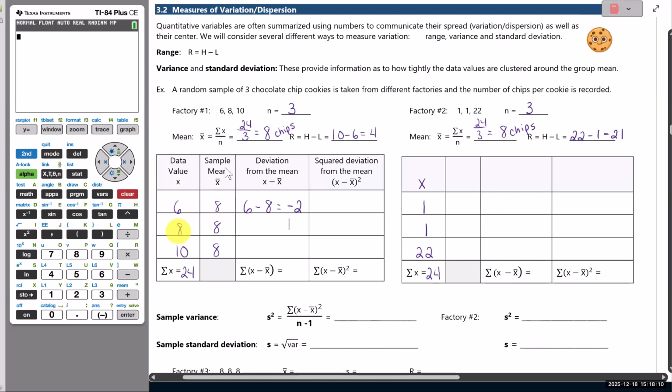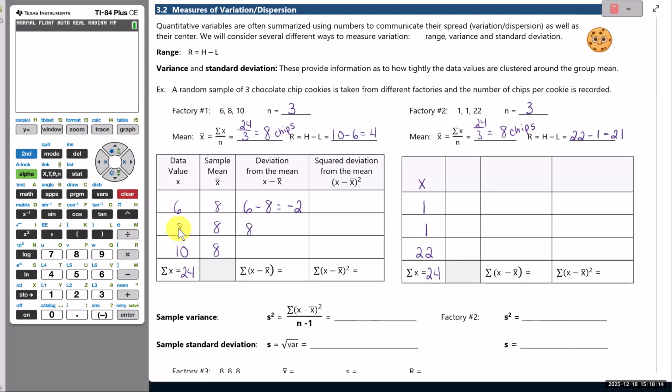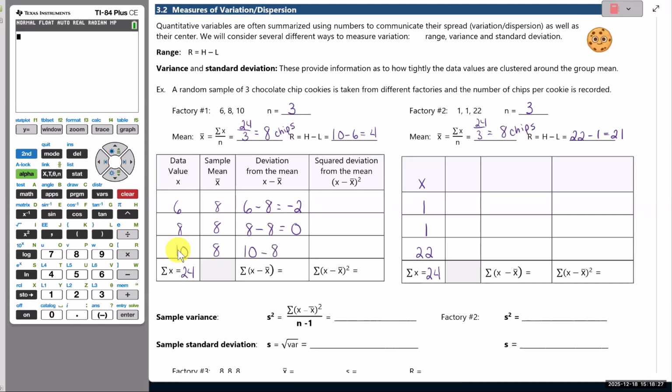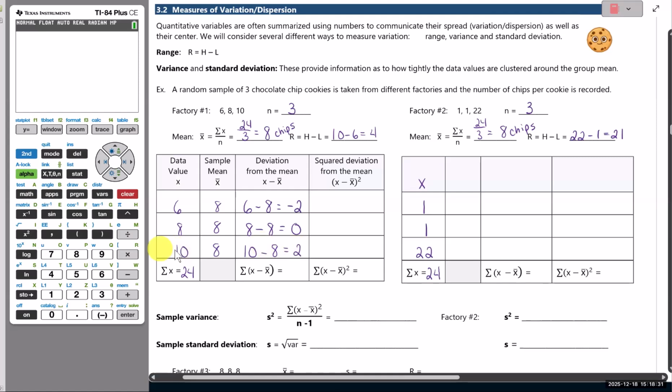All right, so what if you pick up this cookie with 8 chocolate chips? Well, the group mean, the group average was 8. So there is no deviation from average for that cookie. So 0 deviation. And then if you get 10 chocolate chips in that cookie, compare it to the group average, that will be a +2. So positive indicating that 10 is above that average.